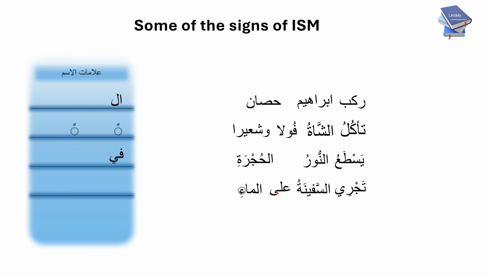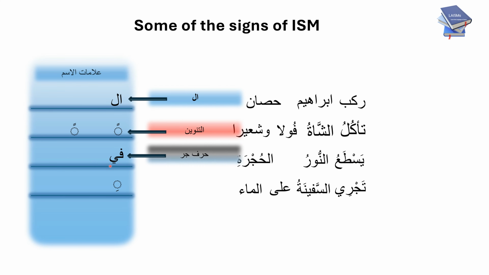So it's showing us that because there is a harf jar before it, this is in the state of khafd. That means it has a kasra. So let's recap. What are the signs or characteristics that are associated with ism? We said alif wal lam, tanween, harf jar, and khafd.